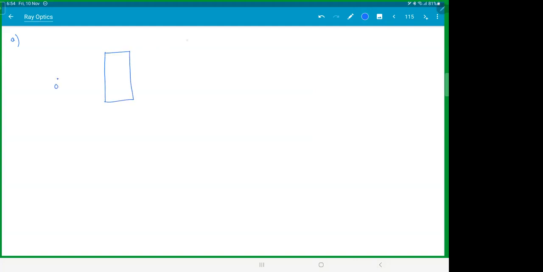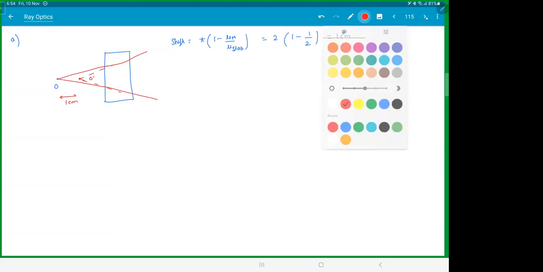So this is the object. Just look at the slab, okay, one at a time. So what is the shift? Shift is t into 1 minus 1 by mu, mu medium by mu slab. 2 centimeter. Medium is 1, slab is 2. 1 centimeter. Meaning whatever light rays are going, they will feel as if they're coming from 1 centimeter ahead.